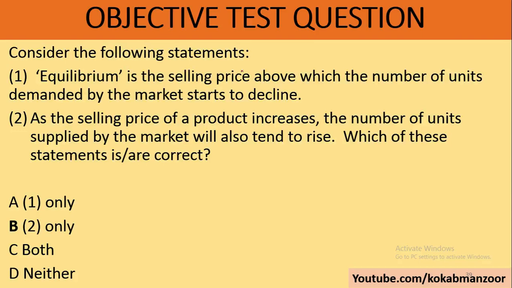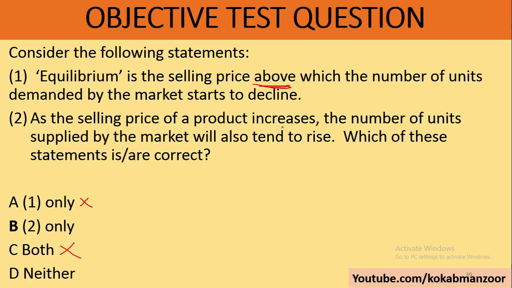So equilibrium is the selling price above which the number of the units demanded by the market starts to decline. So it's simple. Equilibrium is when things are equal, so it cannot be above or below. It's a tick, right? Equilibrium means equal. I have explained when we were discussing this chapter. By the word equilibrium we can get something that is equal. So when something is above or below, automatically it cannot be equilibrium. So you can easily assess this statement, it's wrong, right? Okay, so first is gone, so this is automatically gone.